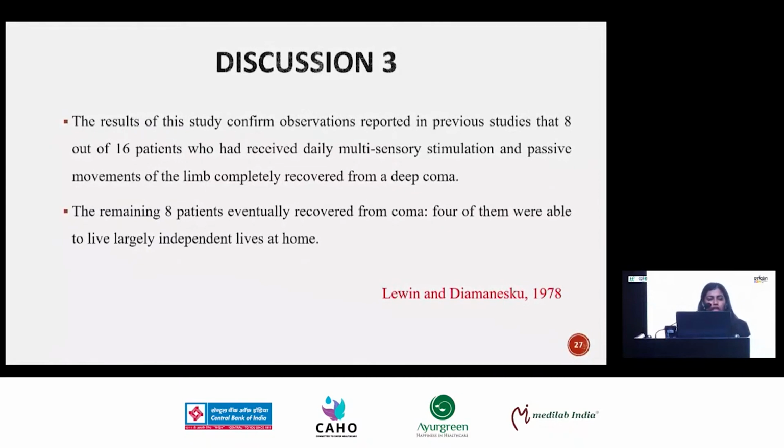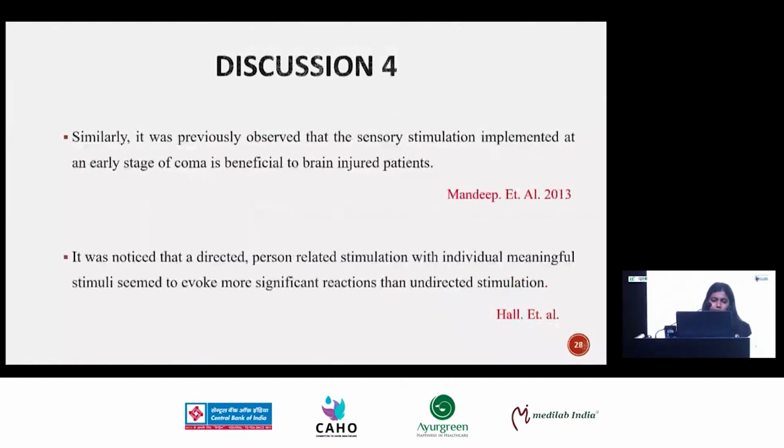The results of this study confirm the observations in previous studies, where 8 out of 16 patients who had received daily multisensory stimulation and sensory movements of the limb completely recovered from a deep coma. The remaining 8 patients also eventually recovered.